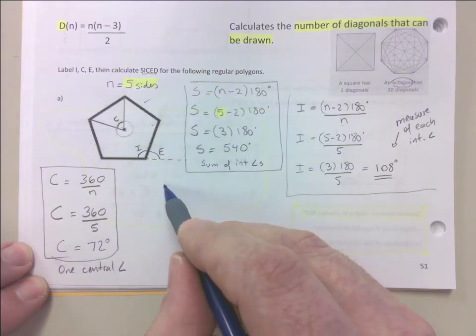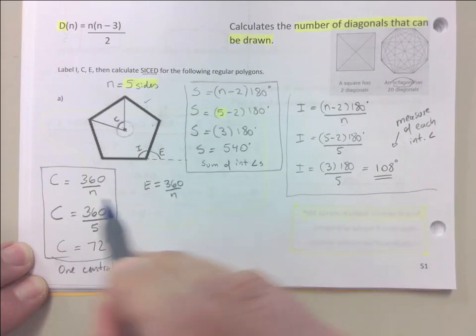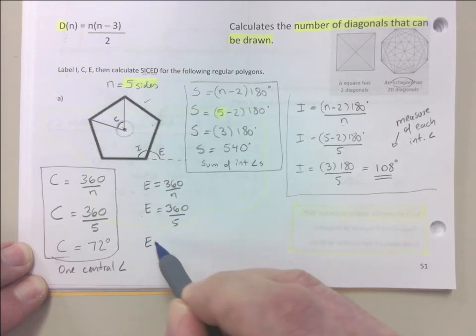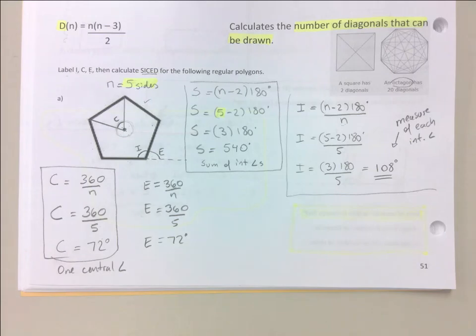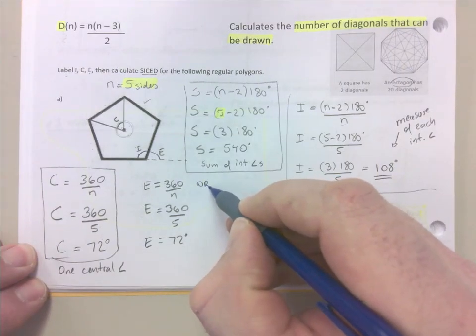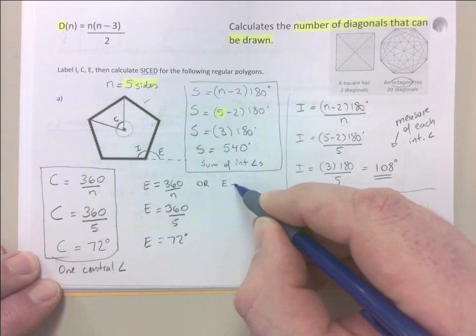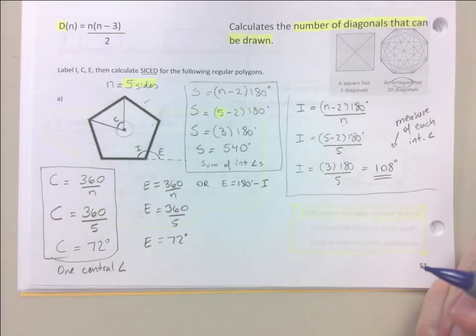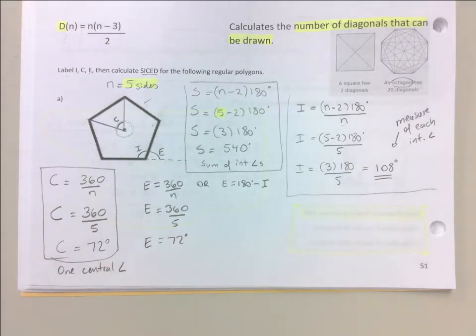Keep going. Exterior angle, it's a little bit cheating here because it's the exact same formula. So I'm just going to say the exterior angle is 72 degrees. However, I talked about it earlier, the exterior angle can also be found by going 180 minus the interior angle of this polygon. Because remember, the exterior and the interior add up to 180.